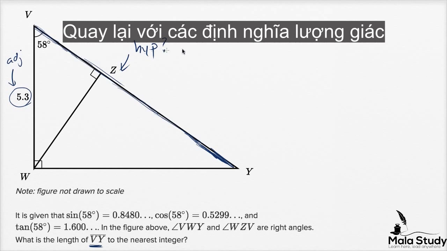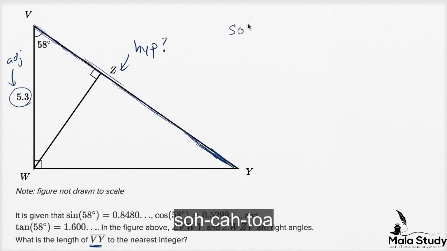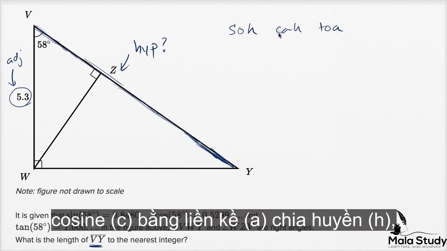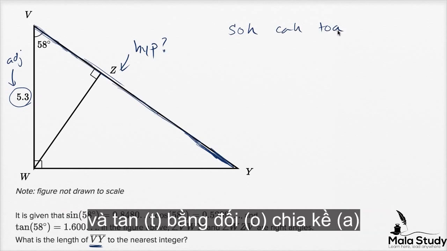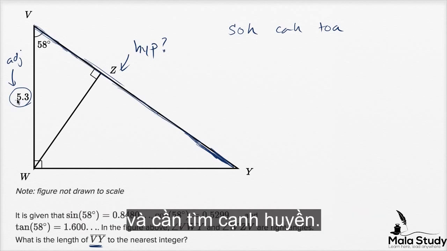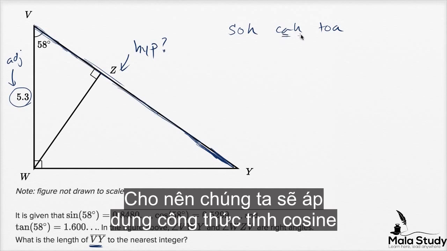Well, we could go to the SOHCAHTOA definition of our trig functions. Sine is opposite over hypotenuse. Cosine is adjacent over hypotenuse. And tangent is opposite over adjacent. So we're dealing with the adjacent, which we know, and we need to figure out what the hypotenuse is. So we're going to deal with the adjacent and the hypotenuse. So we should think about using cosine.